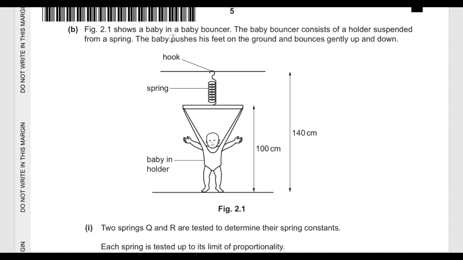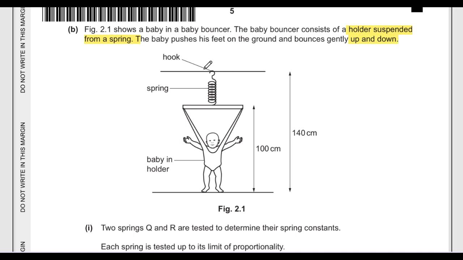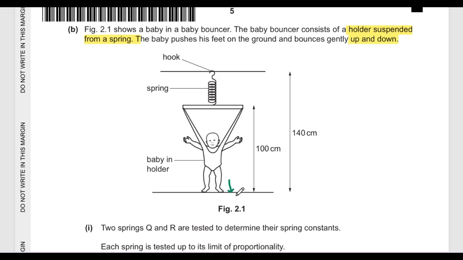B part is saying figure 2.1 shows a baby in a baby bouncer. The baby bouncer consists of a holder suspended from a spring. The baby pushes his feet on the ground and bounces gently up and down. So this kid is playing. There is a spring on which he is hanged, and he presses his feet, and the baby makes some jumps up and down. Total length is 140 centimeter, and this baby holder is 100 centimeter. That means we have only 40 centimeter gap over here.